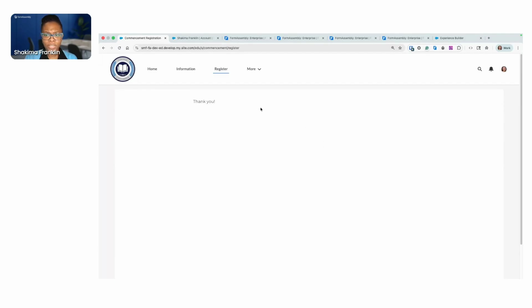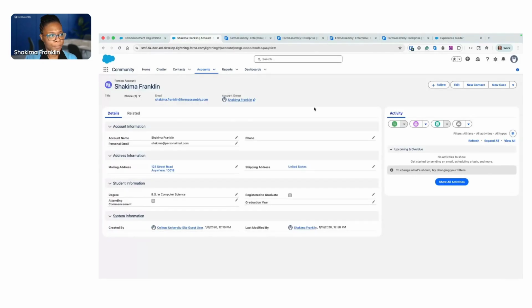So let's look at what this looks like in Salesforce. Like I said, for this demo, this is simple, base Salesforce. There's no custom objects or relationships, but we will reload here. And at the beginning, I changed to BS in cybersecurity. That's now updated. I have this checkbox for registered to graduate. We'll look at where that's configured. And I have a checkmark for whether the student is attending because they did select on the form that they were going to attend in person.